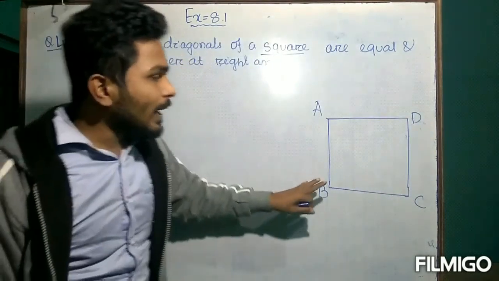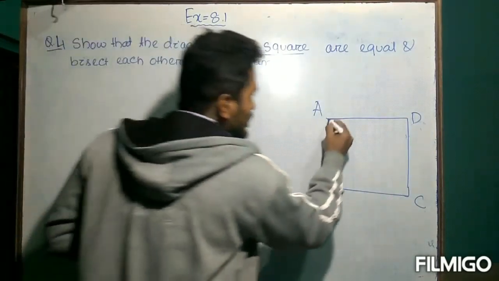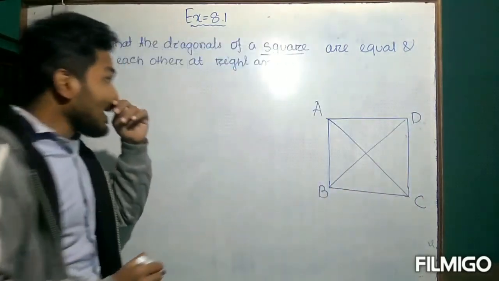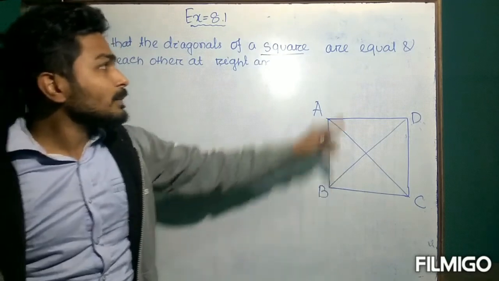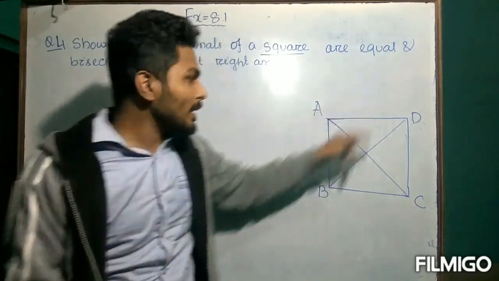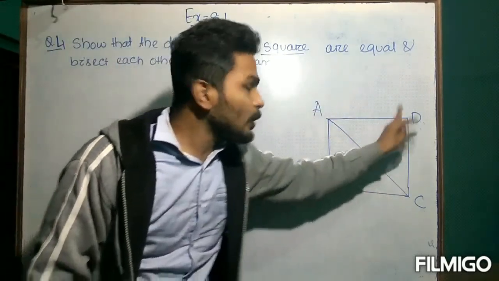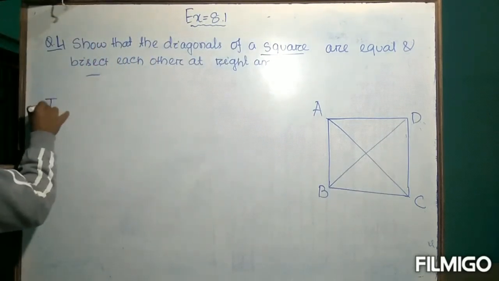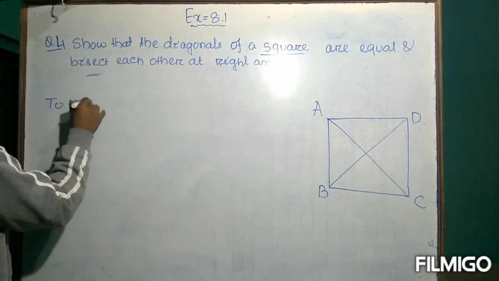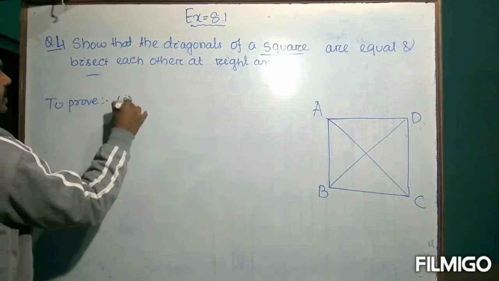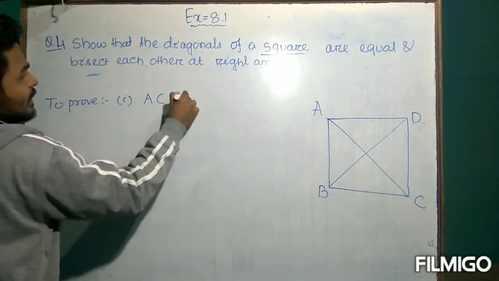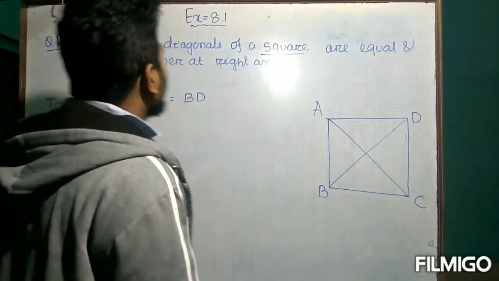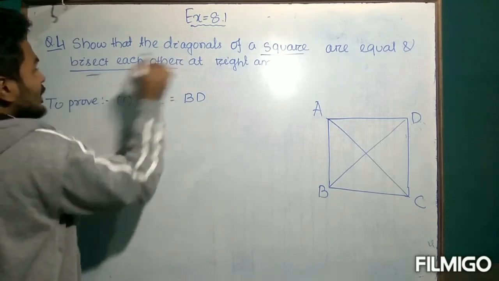So in this square, we know it has 2 diagonals, AC and BD, right? And you have to prove that these 2 diagonals are equal. That means AC is equal to BD. So what we have to prove is that the 2 diagonals are equal, AC is equal to BD. Understood? And bisect each other.